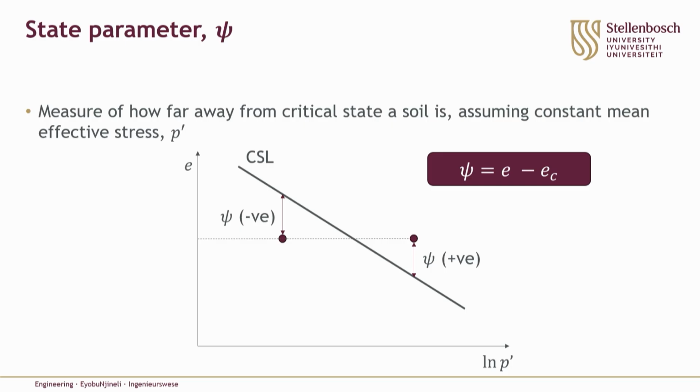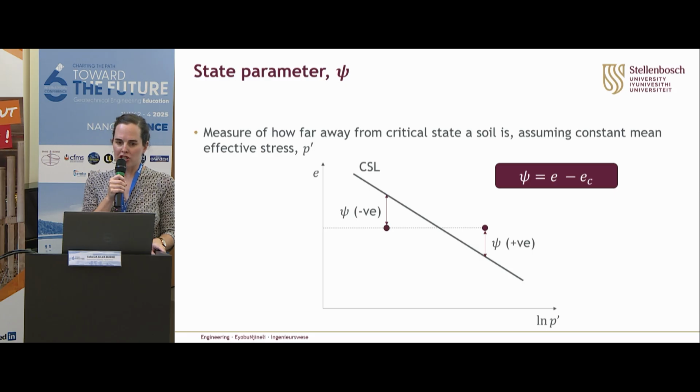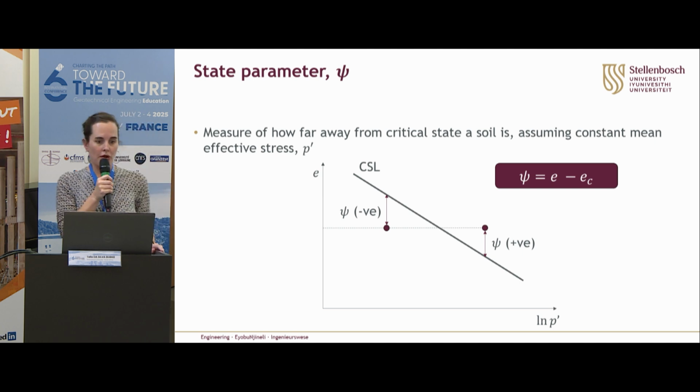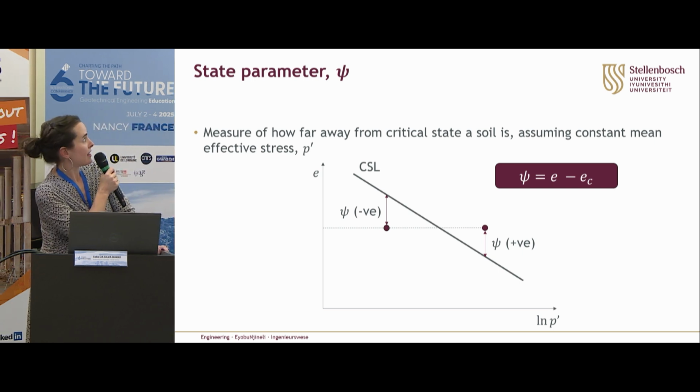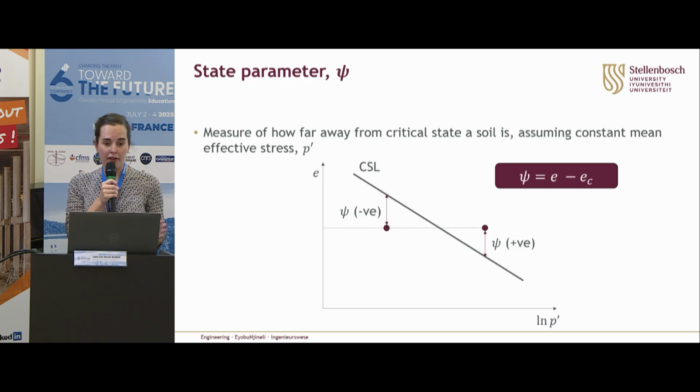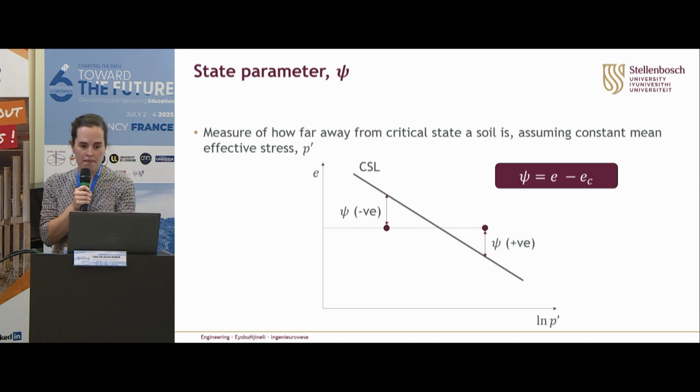So if you're not familiar with the state parameter, this is separate to the critical state parameters, which is your lambda and the slope of the critical state line. So the state parameter is a measure of how far away from the critical state a soil is, assuming a constant mean effective stress. So at the same void ratio, we can have a negative state parameter, if we have a low mean effective stress, or a positive state parameter.